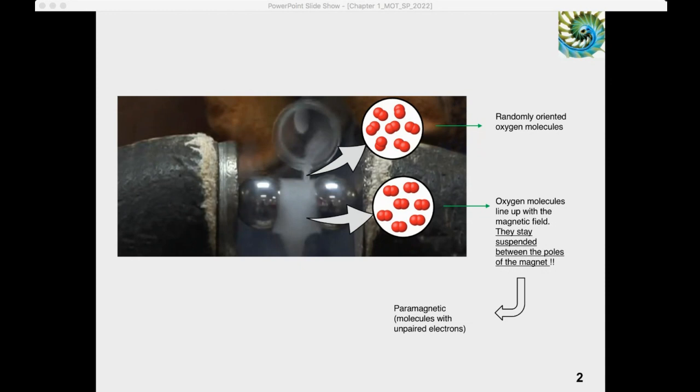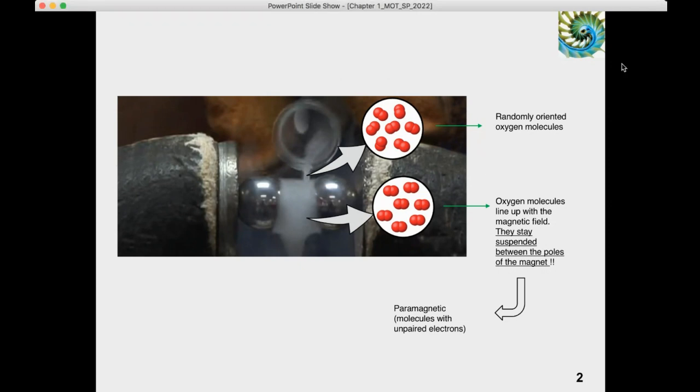And actually, the liquid oxygen stays suspended in the air, which is pretty fascinating, which actually proves that oxygen in reality is a paramagnetic substance. So if you do the same experiment with nitrogen, nitrogen is diamagnetic. It doesn't stay suspended. It just flows through.